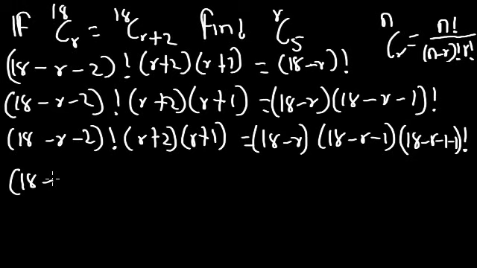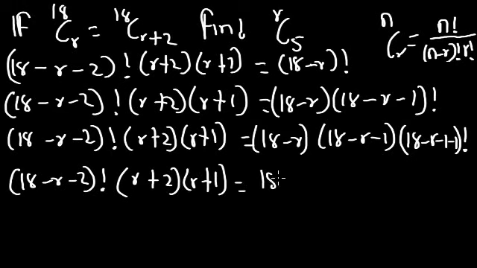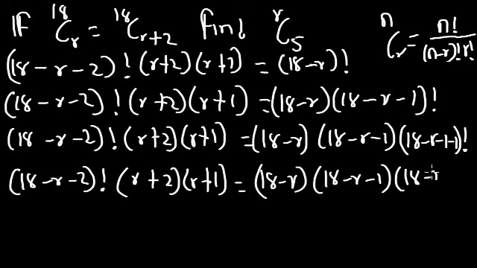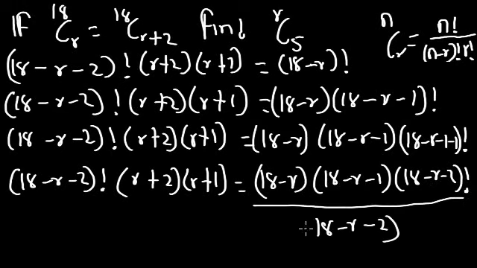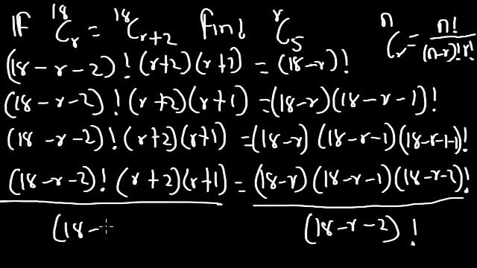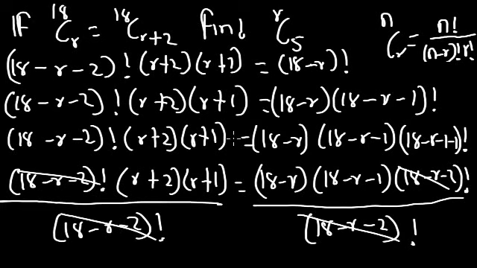So we're having 18 minus r minus 2 factorial multiplied by r plus 2, r plus 1 equals 18 minus r, and then 18 minus r minus 1. And for this, I can combine the 2 minus 1s: 18 minus r minus 2 factorial. Now at this point, we can divide both sides by 18 minus r minus 2 factorial so as to get rid of the 18 minus r minus 2 factorials. So they cancel out. This also cancels out.